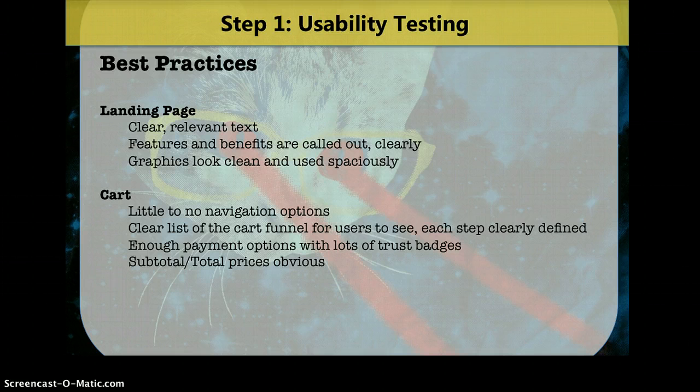You want to make sure that there's a clear list of cart funnel navigation options for the user to see though. So they should be able to see where they are in the checkout process, how much longer they have to go. They should be able to click backwards if they need to change their address or update the quantity of their items, etc. You want to make sure that you have enough payment options with lots of trust badges.